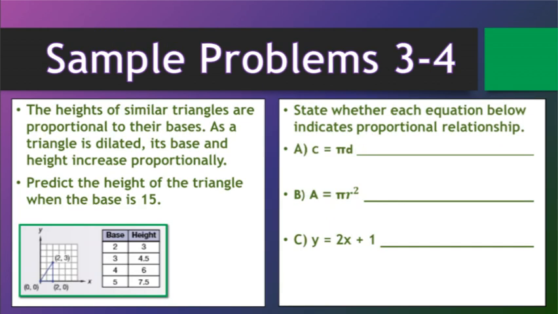Next one, the heights of similar triangles are proportional to their bases. As a triangle is dilated, its base and height increase proportionally. Predict the height of the triangle when the base is 15. So the first thing we need to do is find out what our constant is. So our base is x and our height is our y. So if you take 3 divided by 2, which would just be 1.5.